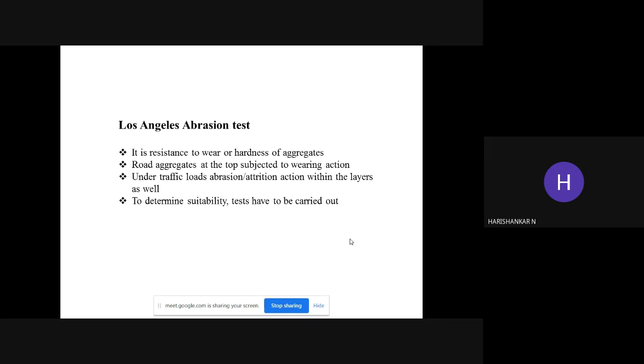After that you have to take it out and sieve it through a 1.7 millimeter IS sieve. The fines passing through the 1.7 mm IS sieve are taken and weighed. The percentage weight can be expressed as the Los Angeles abrasion value. That means the weight of the fines passing through the 1.7 mm IS sieve divided by the initial weight, multiplied by 100, will give you the Los Angeles abrasion value in percentage. It's given properly in the class note. All the tests are given in the class note.